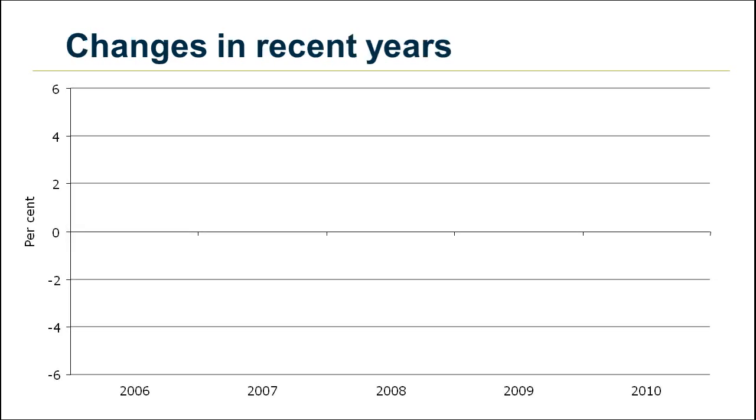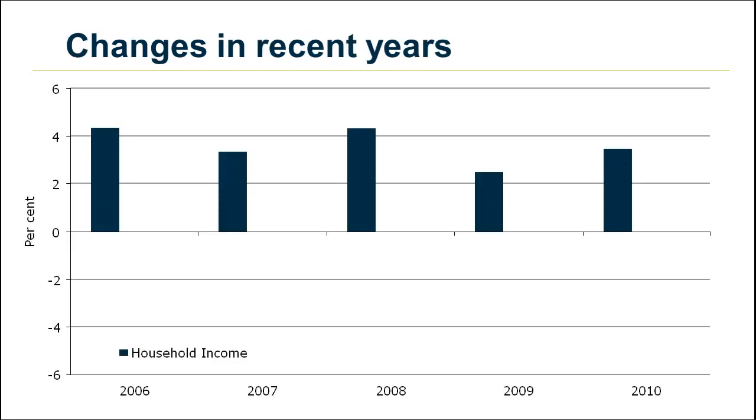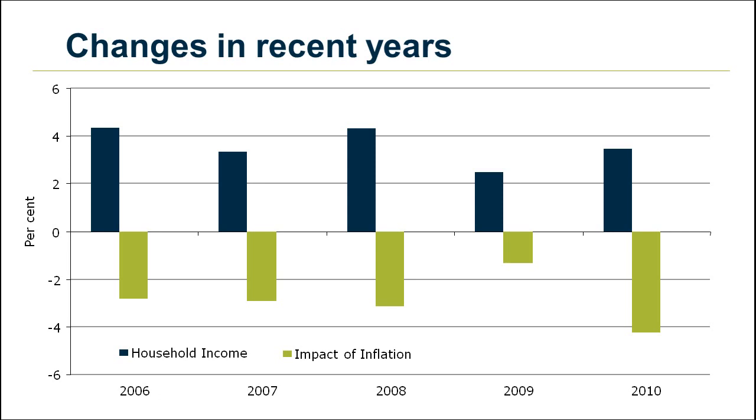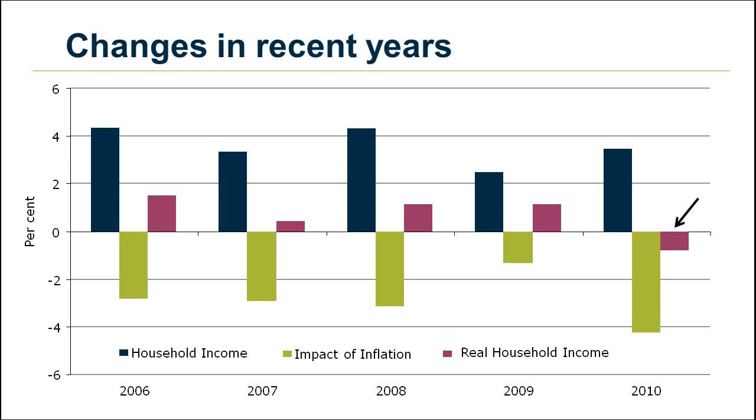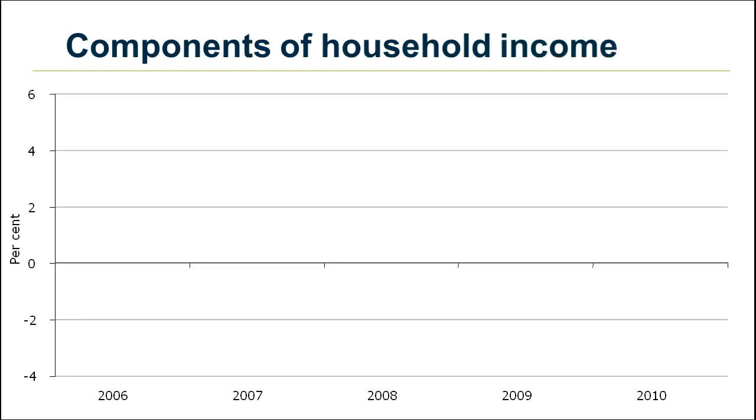Looking at more recent years, here's the annual change in gross household income, and it has been between 2 and 5% over the past 5 years. However, the main contributions to household income have changed over the period, which we will explain later. Here is inflation, which fell sharply between 2008 and 2009 before rising in 2010. Taking the difference, we get real household income, and you can see the fall of 0.8% in 2010. We will now look at how each of the main components of household income contributes to the annual change we've seen in each of the last 5 years.